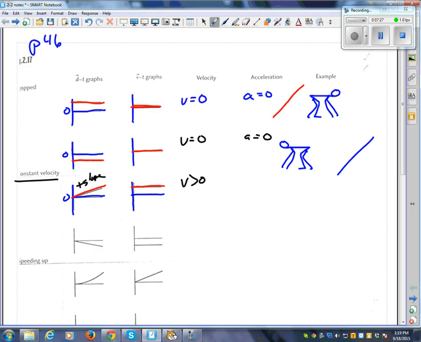And what about the acceleration? Is the acceleration 0? It is. How can you tell? Because the slope of the vt graph is flat. So again, the acceleration is 0. Moving at a constant speed. This runner is doing what? Cruising at constant speed. Make myself some room here, and see if I can draw this.